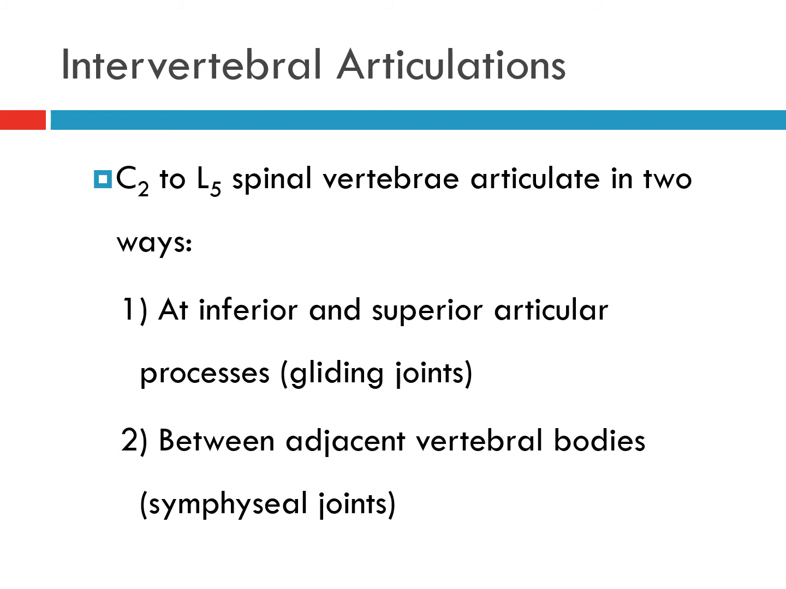Okay, we're going to move on to the spine, which you might imagine is my favorite thing. So C2 to L5 vertebrae articulate in two ways. They articulate at the inferior and superior articular processes, which are gliding joints. Remember, those are the little flat facets that stick up from the posterior elements of the spine. You have the superior articular process that sticks up and the inferior articular process that sticks down. And then again, they also articulate between adjacent vertebral bodies at the disc, which is a symphysial joint. It is a symphysis.